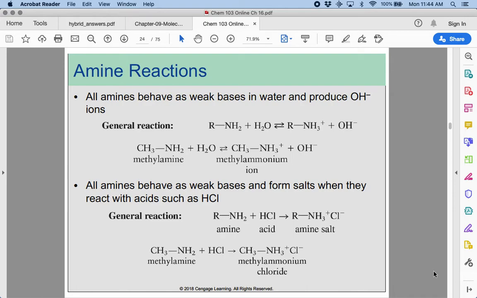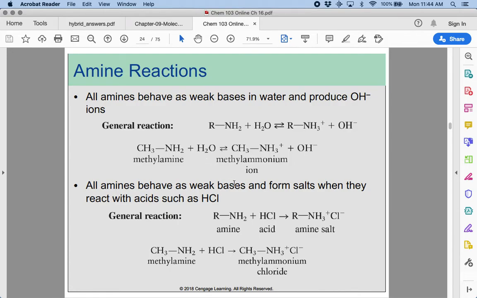So we have some general reactions that occur with amines, just like we've had with all our other chemistry. A lot of this will be acid-base chemistry because amines are considered weak bases. So they produce hydroxide in water. So here we have methylamine in water, and we produce a cation and an anion. We're back to acid-base chemistry here.